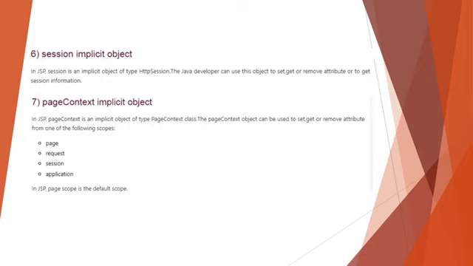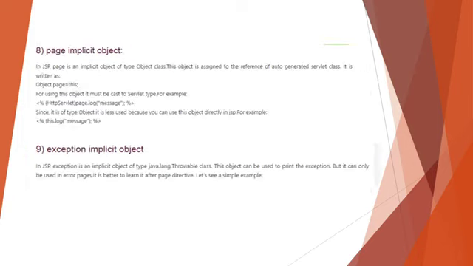So which are the scopes? Page, request, session and application. In JSP, page scope is the default scope. Okay, by default any value will be of page scope. Now we will talk about the implicit object, the page implicit object.